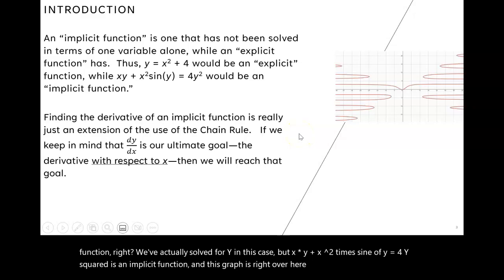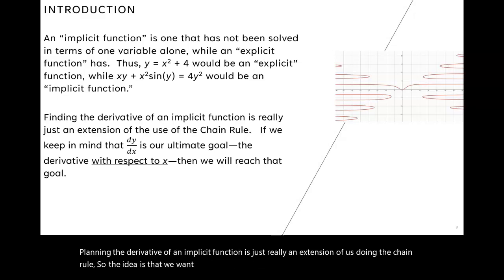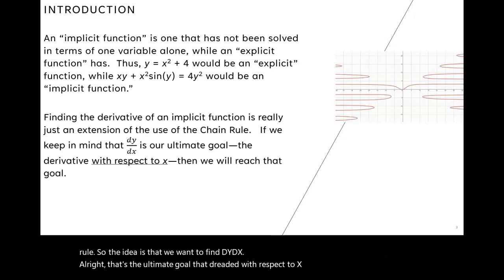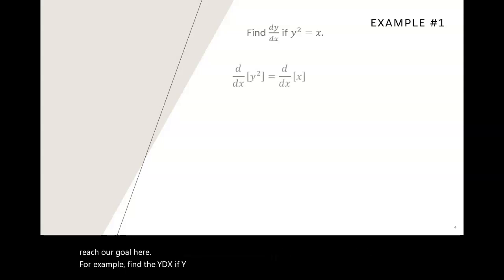So finding the derivative of an implicit function is just really an extension of us doing the chain rule. So the idea is that we want to find dy dx. All right, that's the ultimate goal, the derivative with respect to x. And if we can do that, we can reach our goal here. So, for example, find dy dx if y squared is equal to x.